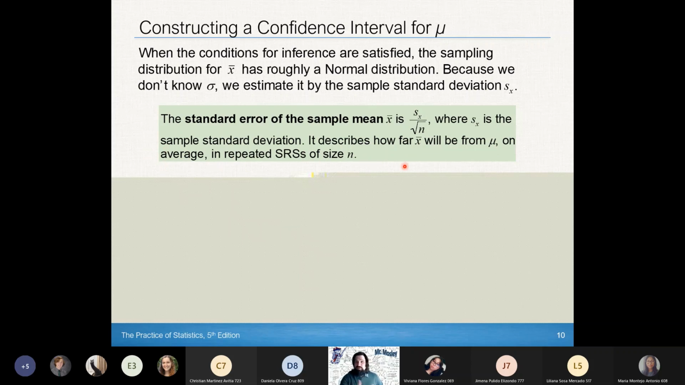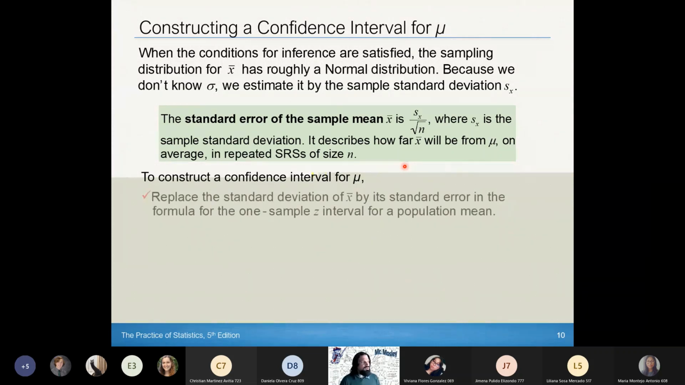All right, so just like with population proportions, we had a standard error, right? And that was the square root of p hat times 1 minus p hat divided by n. That gave us our standard error. This is the similar thing that we use for means. This is our standard error. To construct a confidence interval for mu, we replace the standard deviation of X bar by its standard error in the formula for the one sample Z interval for population mean.